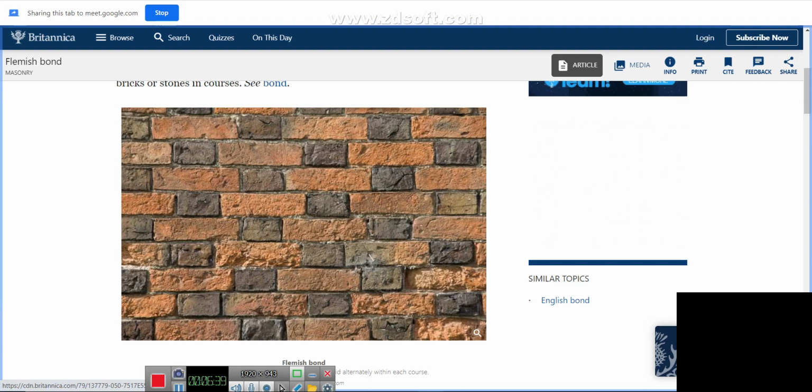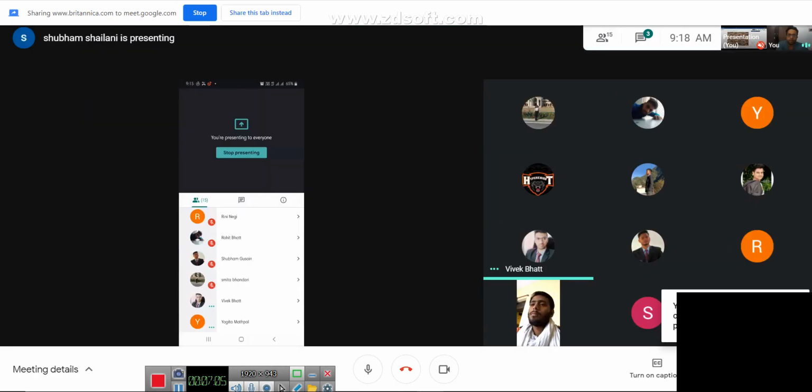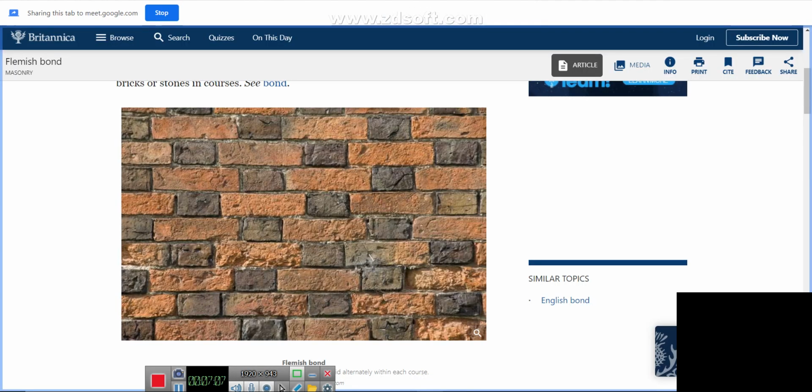Yes, sir. In this bond, we will have two different groups of bricks. And in this bond, we have two different bricks. One is laid vertically, and the second one is laid how? Okay, fine. How are you laying bricks in a Flemish bond?